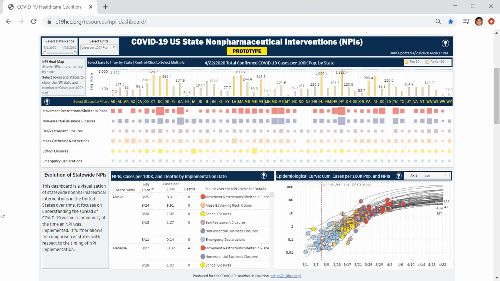We layer the implementation of non-pharmaceutical interventions on top of the case and death data from all the states over the past 2 months. By doing so, we allow for easy comparisons between states and to be able to understand at what point in the epidemiological curve did states implement their NPIs.